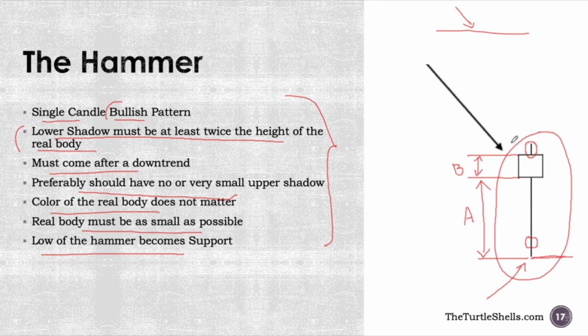It comes after a downtrend. It has a small real body near the upper end of the trading range. The lower shadow must be at least twice the height of the real body. The real body should be as small as possible, and the upper shadow must be as small as possible. The lower shadow must be as long as possible. That's the only criteria. It's very basic.